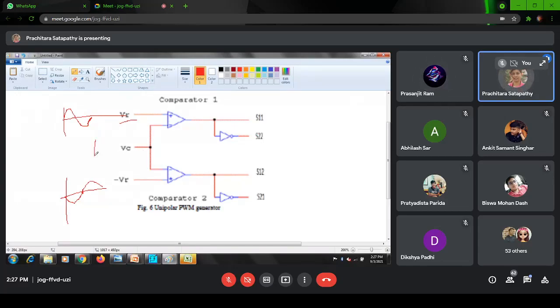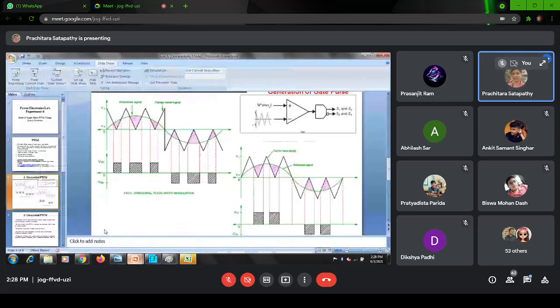The carrier is the same triangular. Okay. Same triangular. So here also there will be triangular comparison. But you will get different output, because your reference signal is different. So you will get different output. Here output and here output, will it be different or same? Different or same? Ma'am, different.